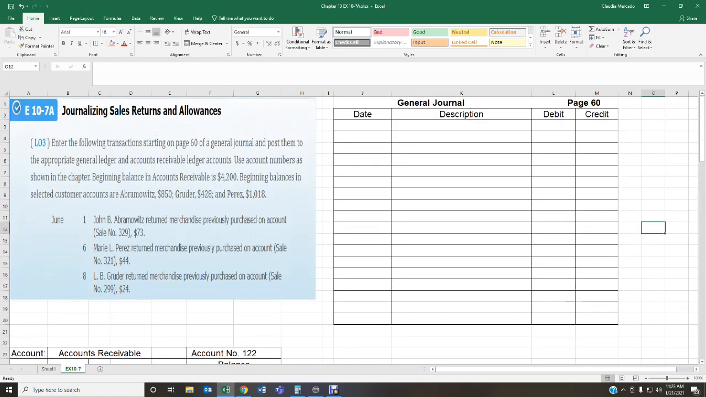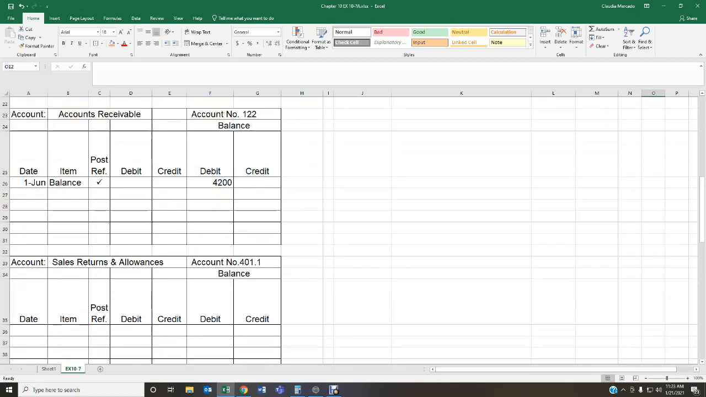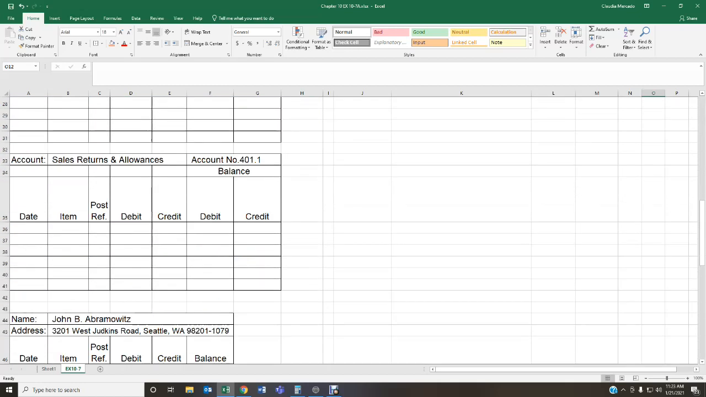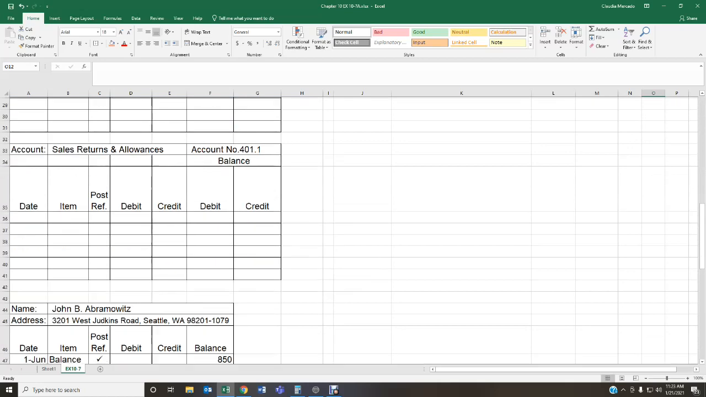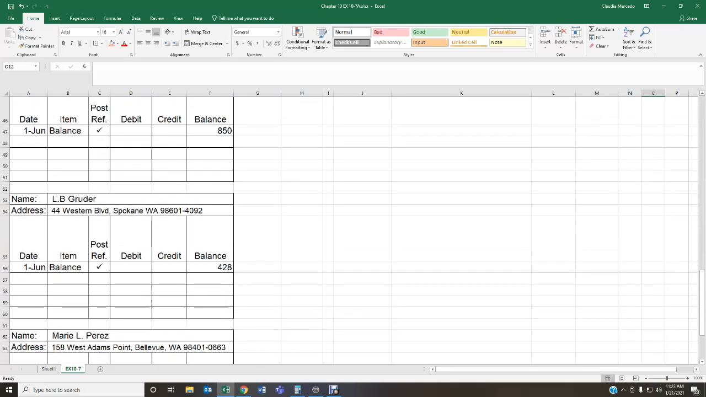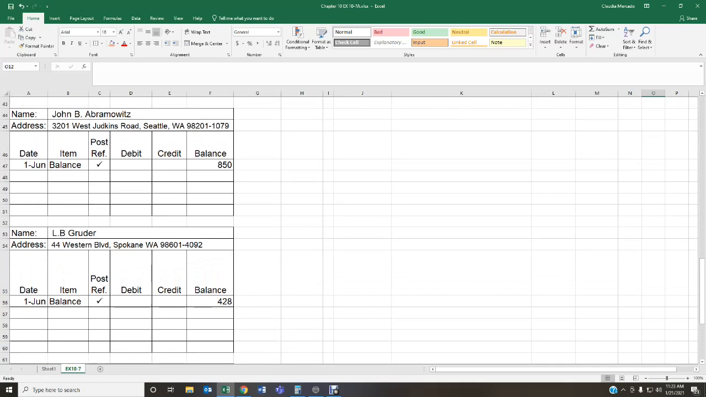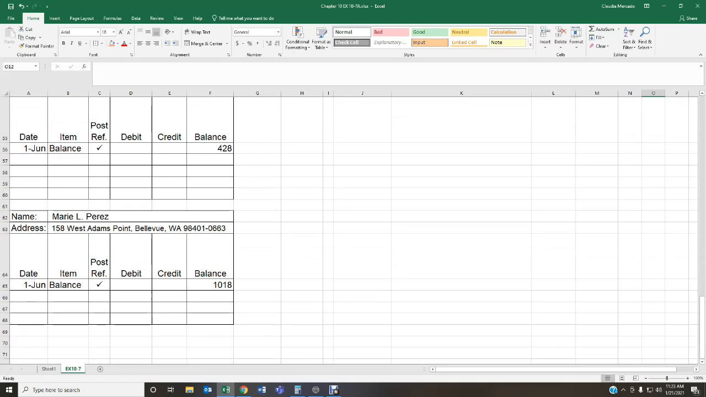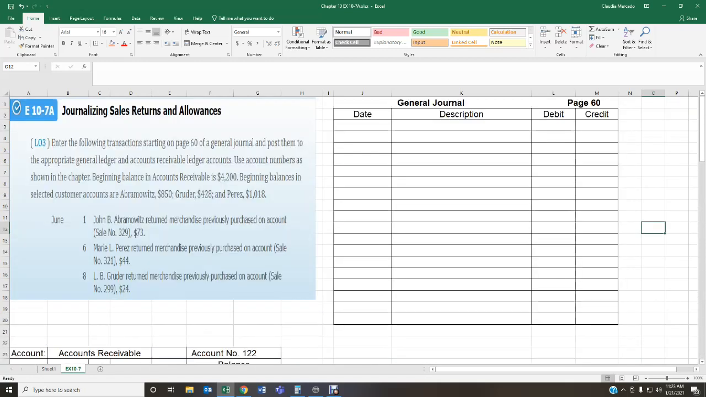It says here that my beginning balance for accounts receivable is $4,200. Sales returns and allowances didn't have a beginning balance. And then they're asking us to create subsidiary ledgers, and they've provided us the beginning balance for each of the customers. So there are 3 things that we need to get done. Let's tackle the first one, which is journalizing the transactions.